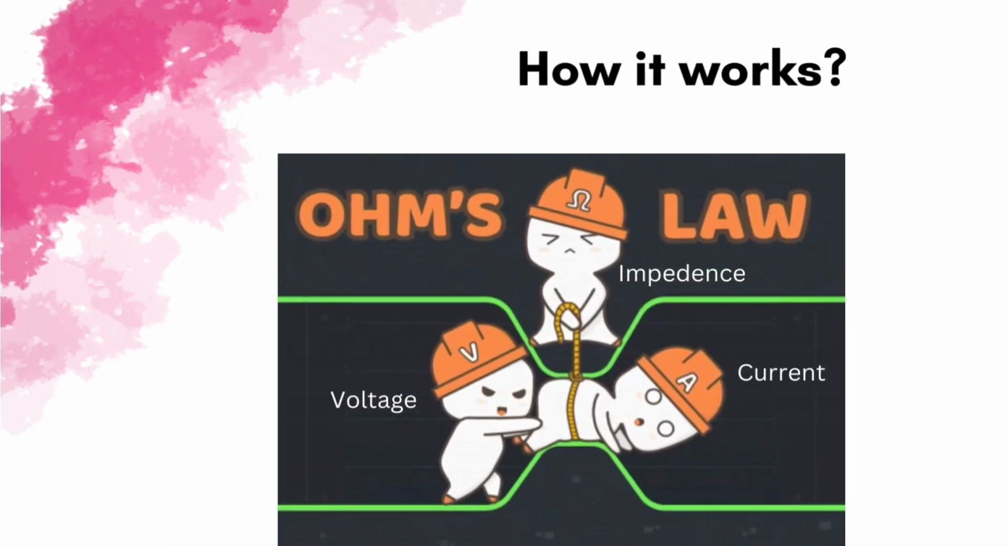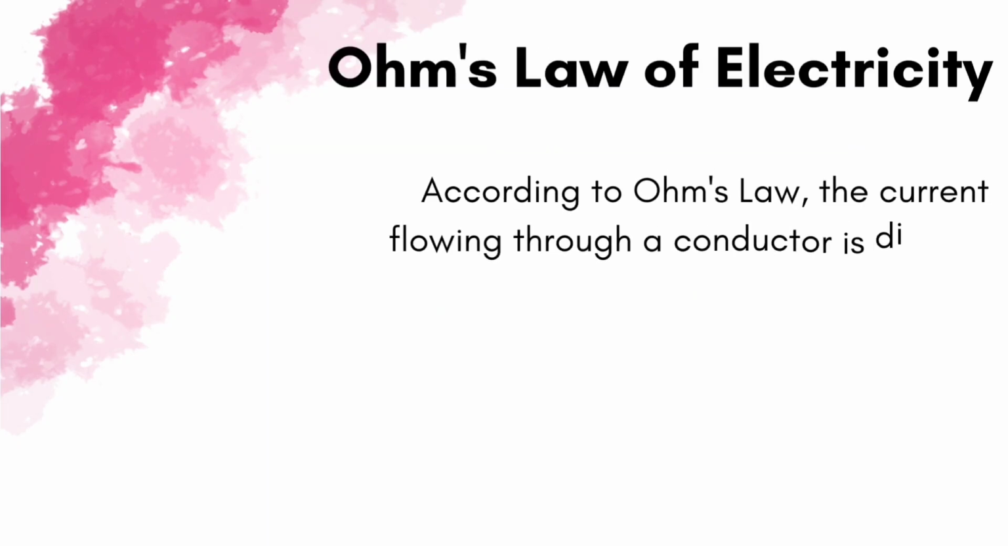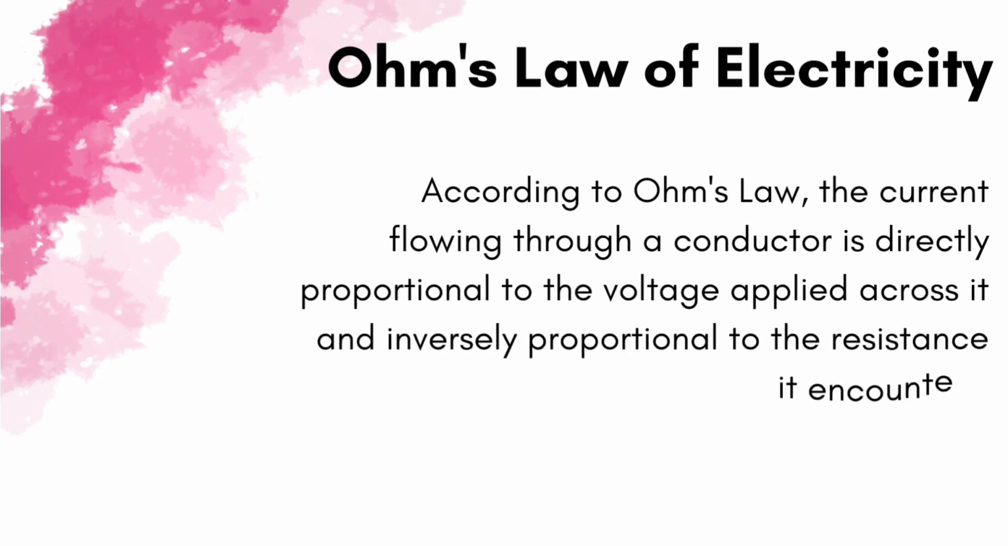Ohm's law establishes a relationship between voltage and current through a linear resistance. According to Ohm's law, the current flowing through a conductor is directly proportional to the voltage applied across it and inversely proportional to the resistance it encounters.